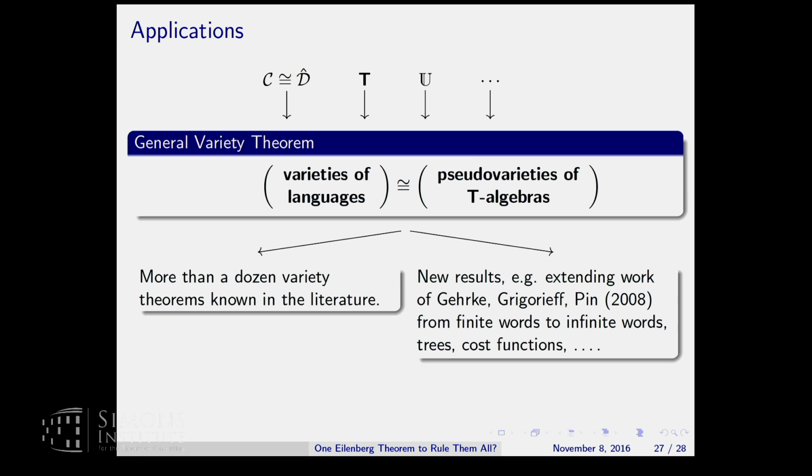For example, I mentioned this local Eilenberg theorem of Gerke, Grigoriev, and Pin. And since the proof is kind of modular, in the sense that we establish a local Eilenberg theorem and then we kind of beef it up to the real thing, the full general Eilenberg variety theorem, we get local versions for all of these more than a dozen theorems as well. And most of them are not known, so they're new.